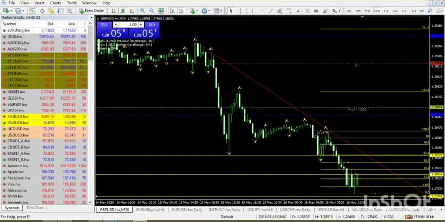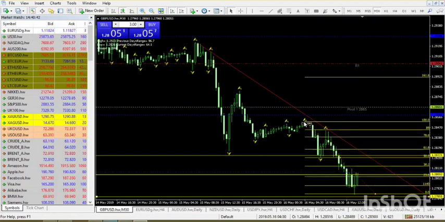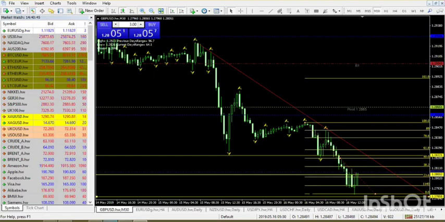This chart has two Fibonacci retracements. It has one here, the midterm pivot Fibonacci, and the main one, which is equivalent to this swing high. And we have an overall Fibonacci, which was this.